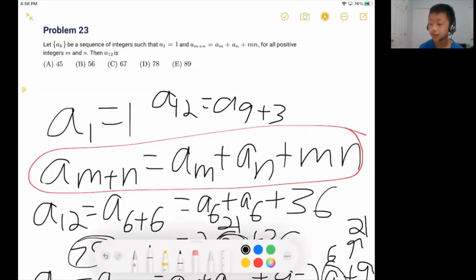But the reason we chose 6 plus 6 is because if we chose something like 9 plus 3, then we would have to find both A9 and A3, which requires more work. If we chose 6 and 6, then all we have to do is find A6. We only have to find one number. So the general idea for this question was you just plug in numbers until you reduce the problem down to something you know how to do.